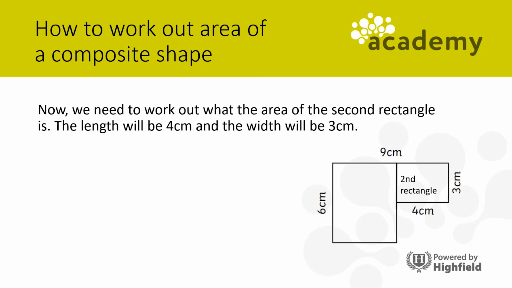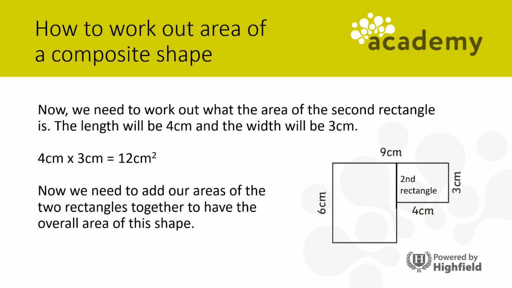Now we need to work out what the area of the second rectangle is. The length will be 4 centimeters and the width will be 3 centimeters. So 4 centimeters times 3 centimeters, 12 centimeters squared. Now we need to add our areas of the 2 rectangles together to have the overall area of this shape. So 30 centimeters squared plus 12 centimeters squared gives us 42 centimeters squared.